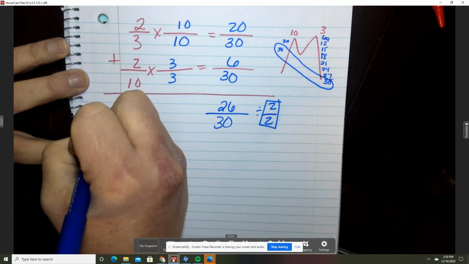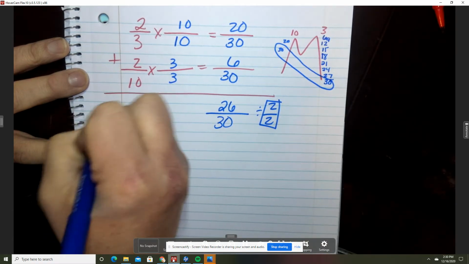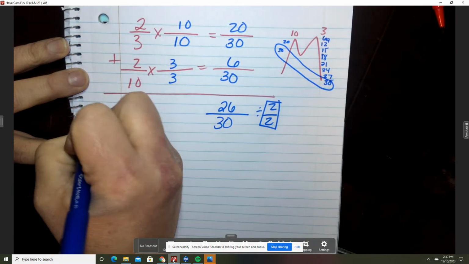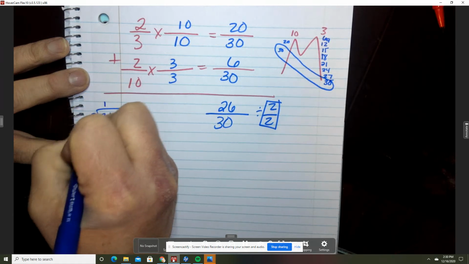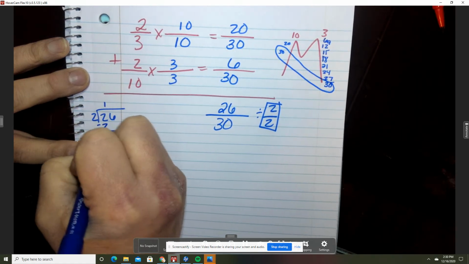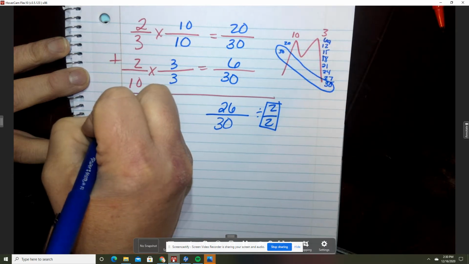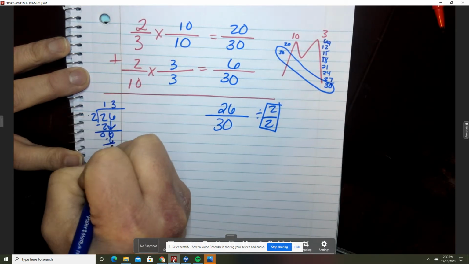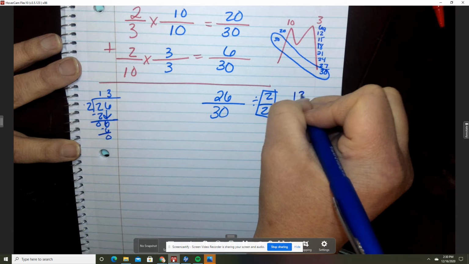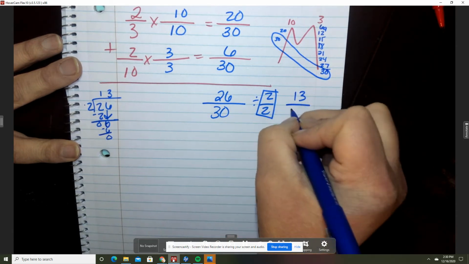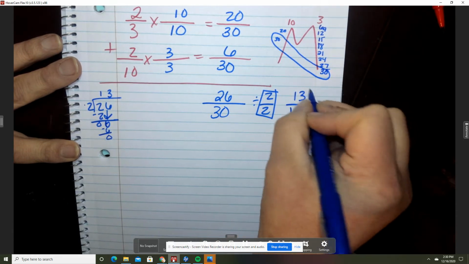Well, if you don't know, let's go over here and work it out real quick. Okay. 2 goes into 2 one time. 1 times 2 is 2. Bring down your 6. 2 goes into 6 3 times. 3 times 2 is 6, and you're done. So that's going to be 13. And then 30 divided by 2 is 15.